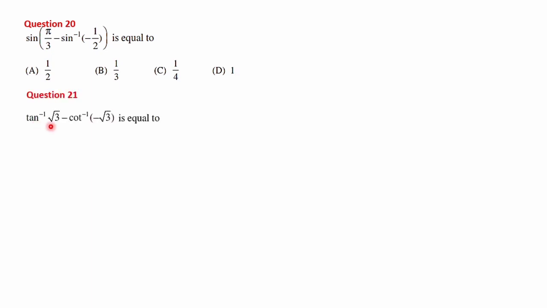There are two more questions remaining in this exercise, that is question number 20. Sine of pi by 3 minus sine inverse of minus 1 by 2 is equal to, there are four options, 1 by 2, 1 by 3, 1 by 4 and 1. And question number 21, that is tan inverse of root 3 minus cot inverse of minus root 3 is equal to, again four options, pi, minus pi by 2, 0, 2 pi by 2 root 3. So these two questions you will try as homework.